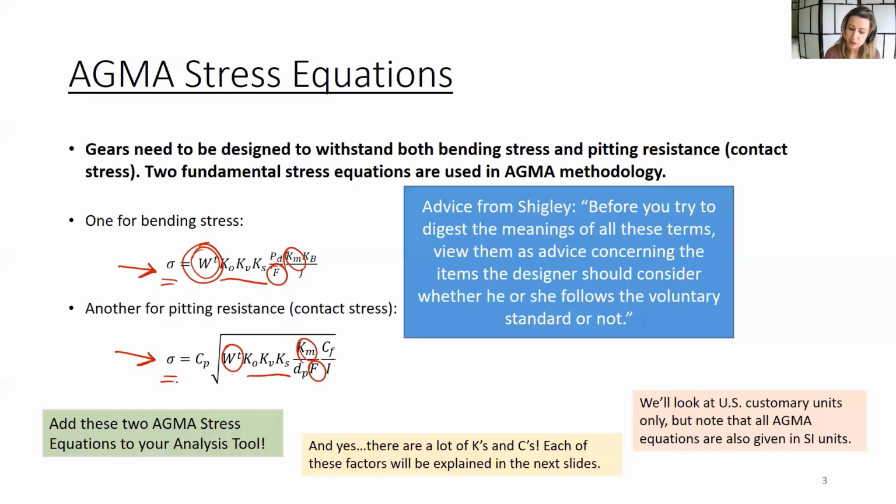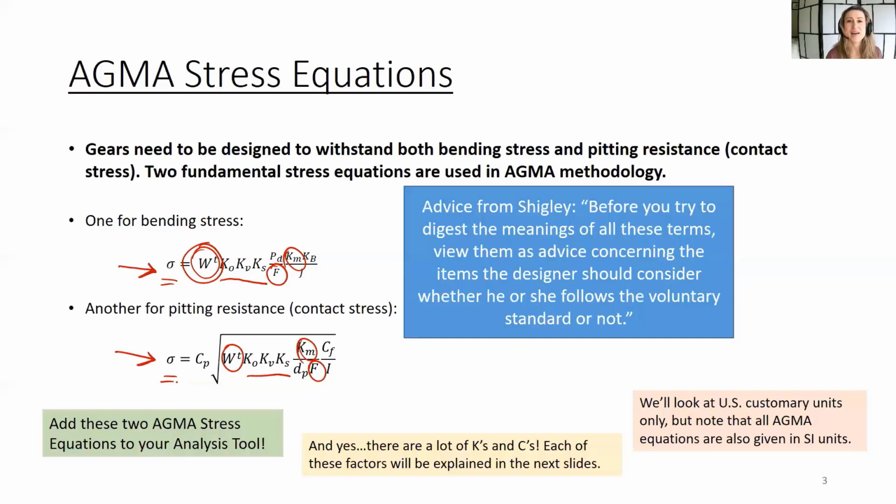So some good advice from the textbook. Before you try to digest the meanings of all of these terms, view them as advice concerning the items the designer should consider, whether he or she follows a voluntary standard or not. So these are also just designer's reference points. So you know that you need to be considering face width and overload factor and how the gear is positioned between the bearings. So add these two AGMA stress equations to your analysis tool.